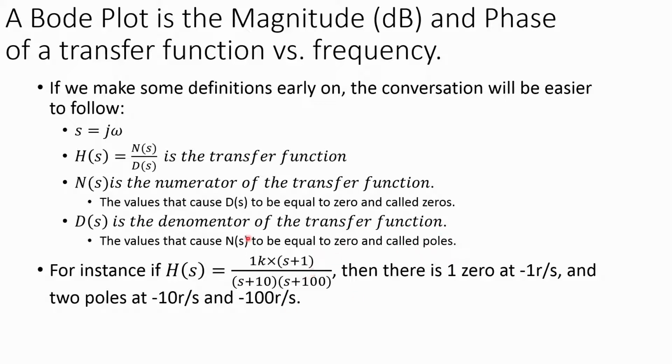For instance, in this function here, what makes the numerator go to zero? S equals minus 1. What makes the denominator go to zero? S equals minus 10, or S equals minus 100.